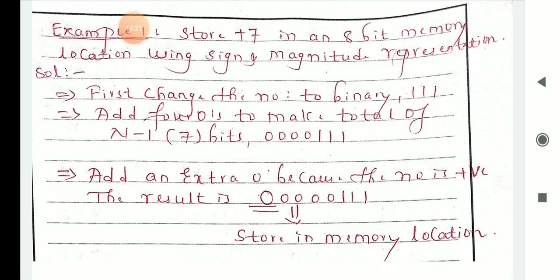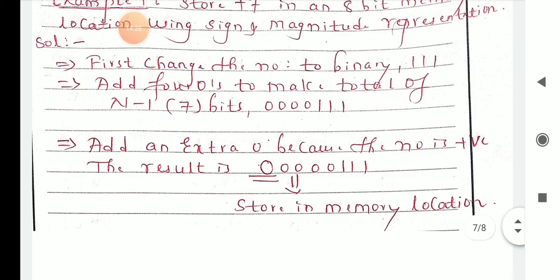So here plus 7 is there, and you have to take the 8-bit memory location using sign and magnitude representation. Solution: first change the number from decimal into binary. So that is 111. The second step is what?